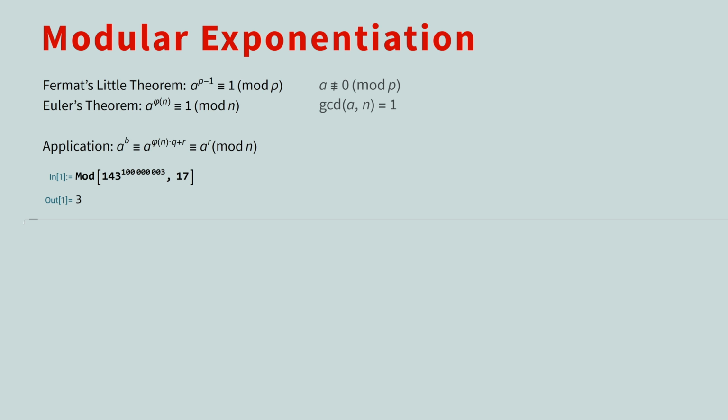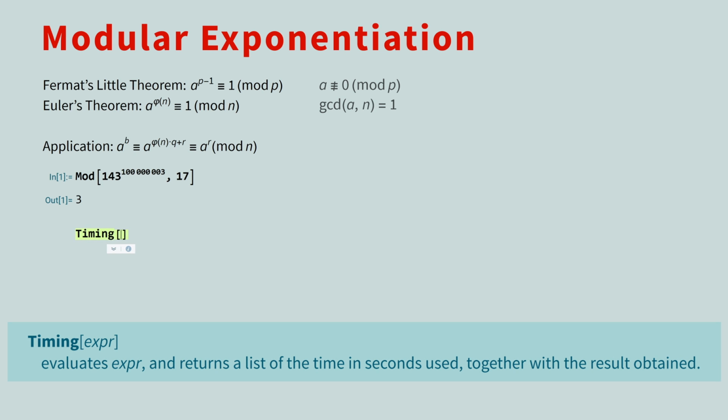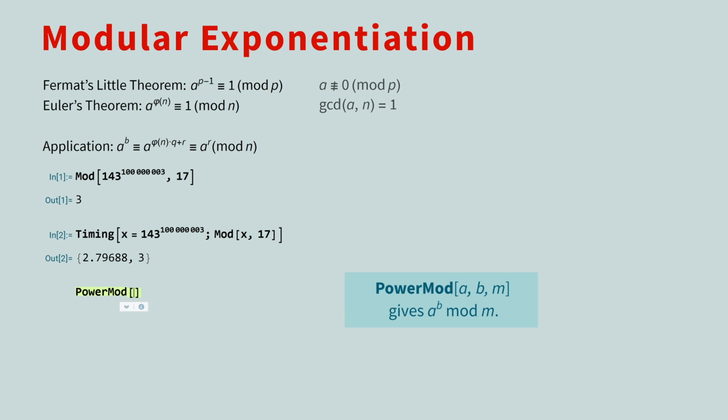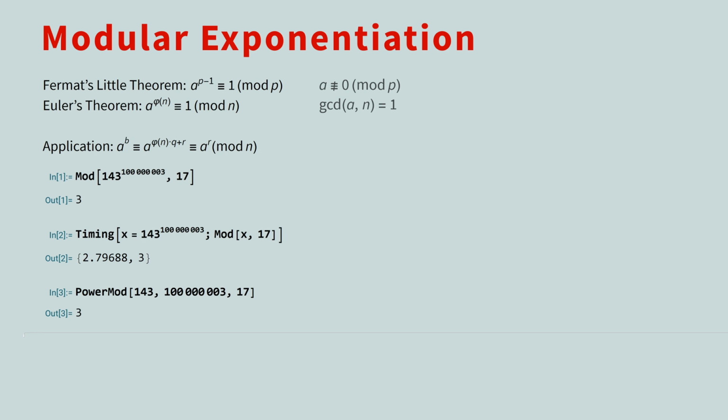We can find out how long by using the Timing function. For a faster result, use the PowerMod function. With this function, you pass in the base, exponent, and modulus. The value is returned much more quickly. If we time the PowerMod function, we see the computation is performed with almost no delay.